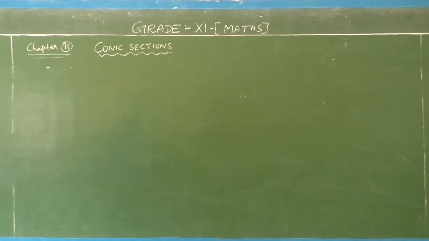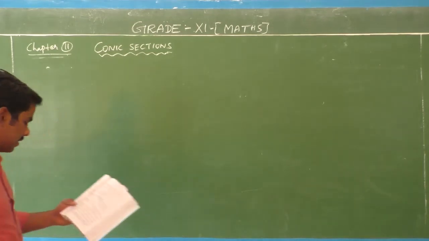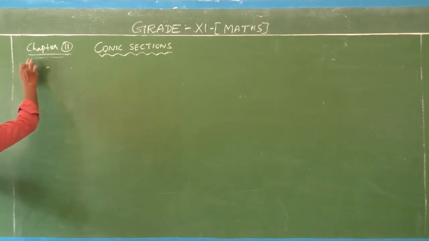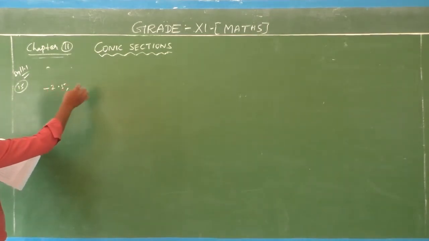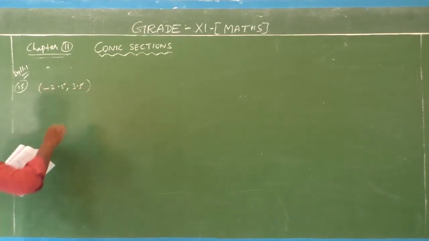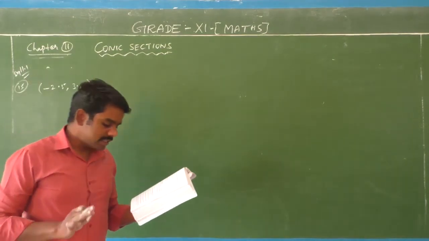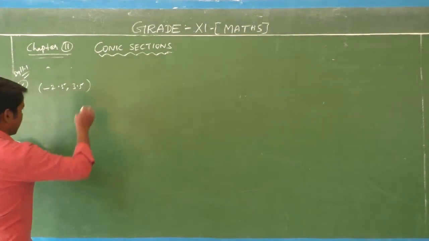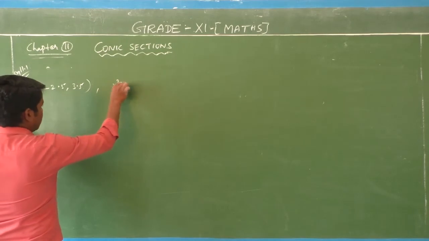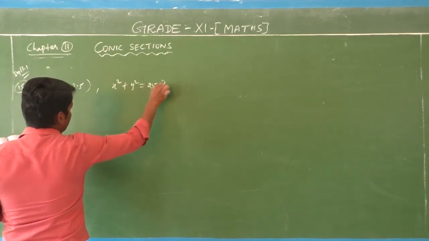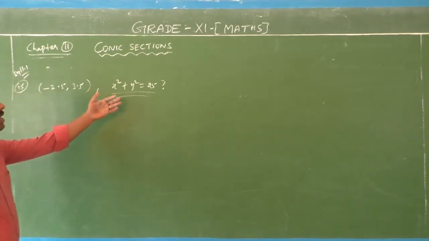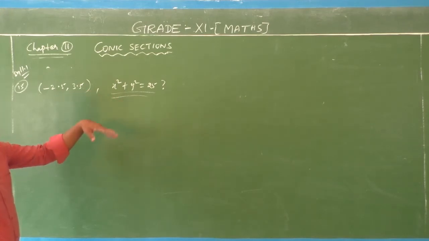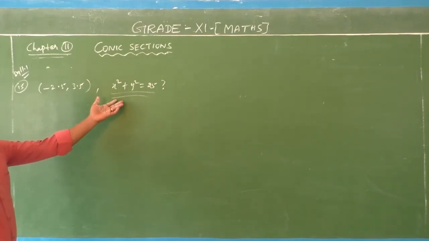Next, the last question, the 15th question, in exercise 11.1. Does the point (minus 2.5, 3.5) lie inside, outside or on the circle? The equation is x square plus y square equal to 25. Listen, is this point inside the circle, outside the circle, or on the circle.